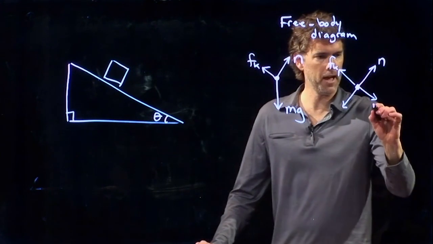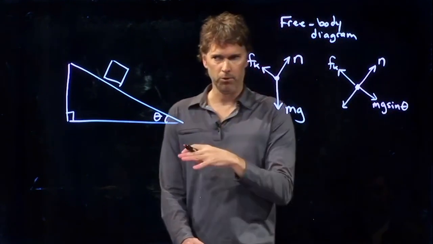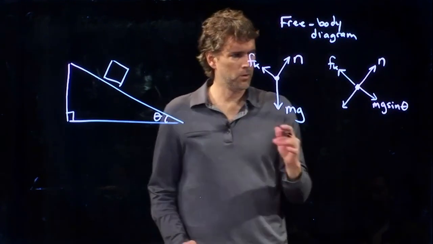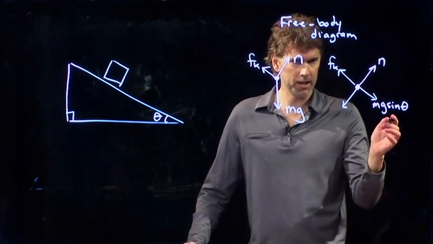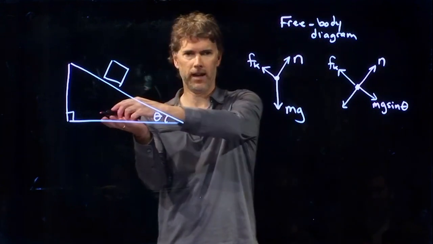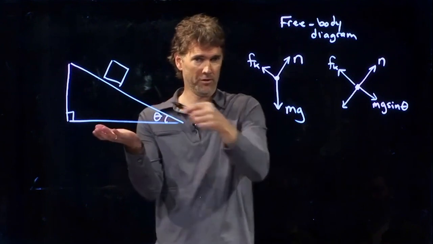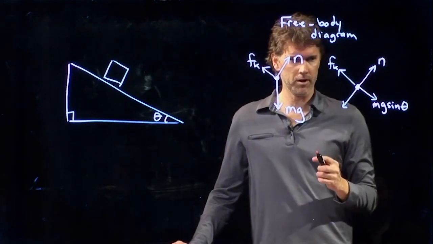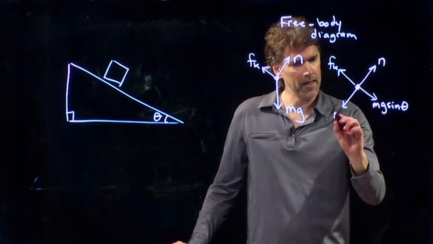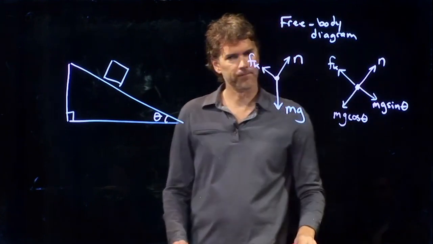This one is mg sine theta, which we just proved with our triangles, or looking at the limits as theta goes to 0. As theta goes to 0, this thing is on a flat surface. It doesn't seem like we should have any horizontal force on it if it's on a flat surface. And sine is the one that goes to 0 as theta goes to 0. And that means that this thing right here is mg cosine theta.